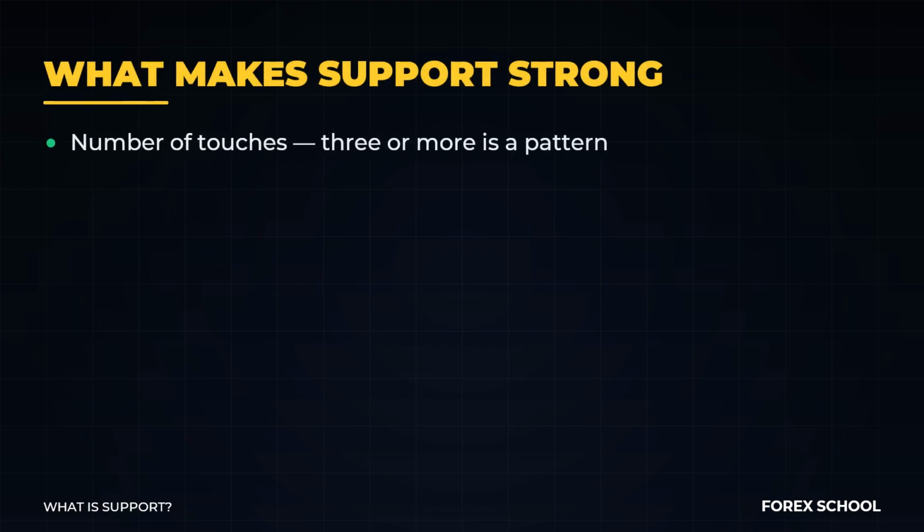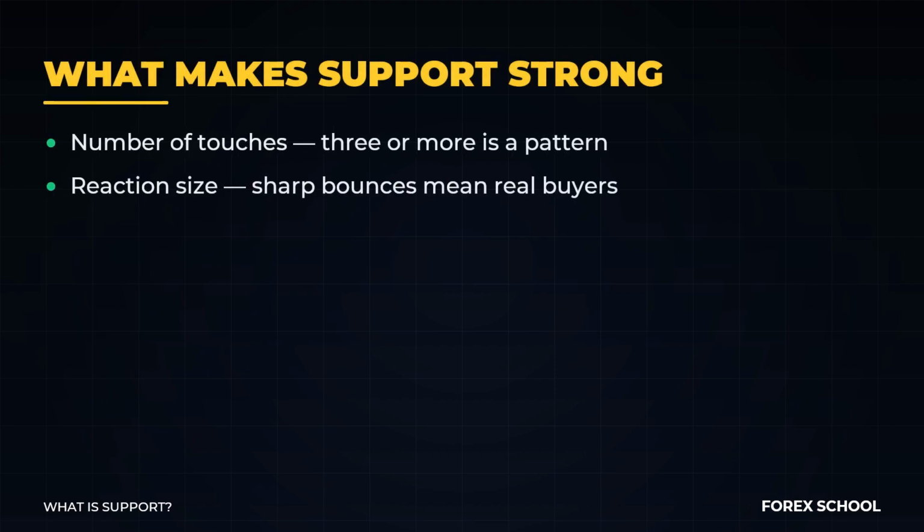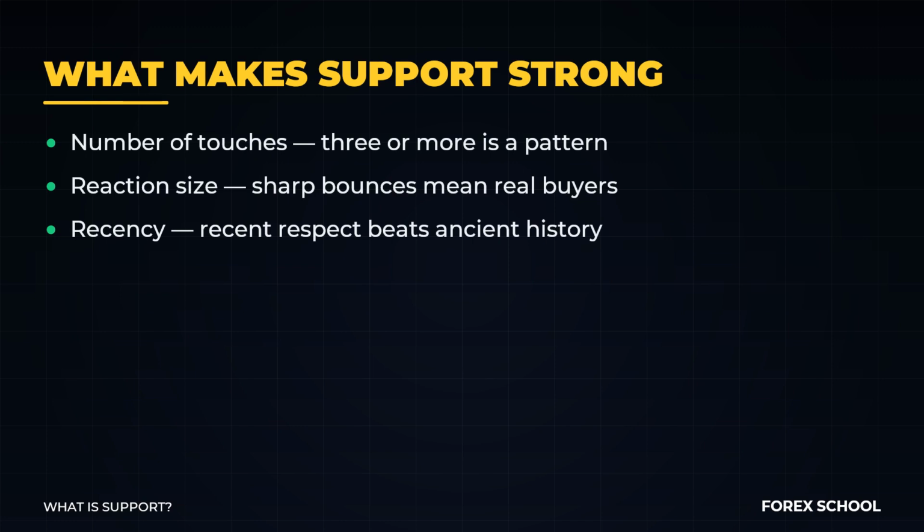3 things make a support level meaningful. First, the number of touches. 1 bounce is chance, 3 is a pattern. Second, the reaction size. Strong, fast bounces mean strong buying interest. Third, recency. A level respected this week matters more than one from 2 years ago. Keep these 3 tests in mind every time you mark a level.